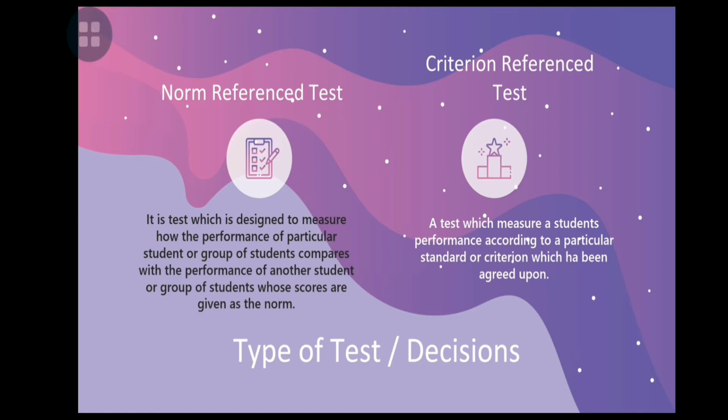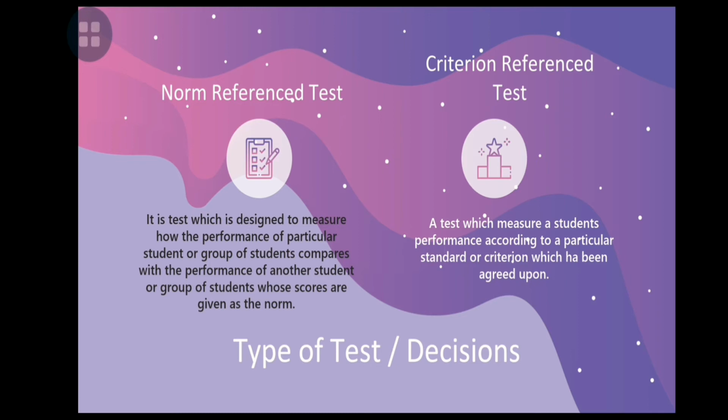It is a test designed to measure how the performance of a particular student or group of students compares with the performance of another student or group of students whose scores are given as the norm. Students take an assessment, then the teacher can analyze their scores to learn about the student's performance in that group. It is used to know how good students are in their class based on the average score in the class. An example of this test is the summative test.